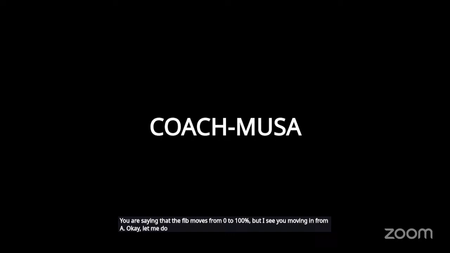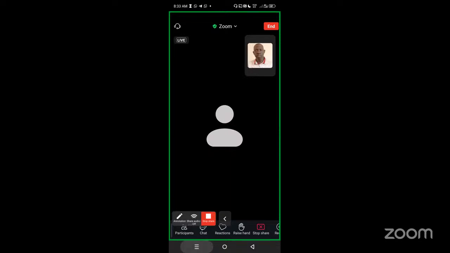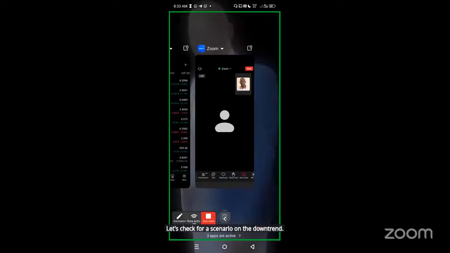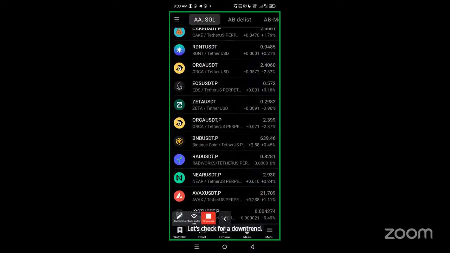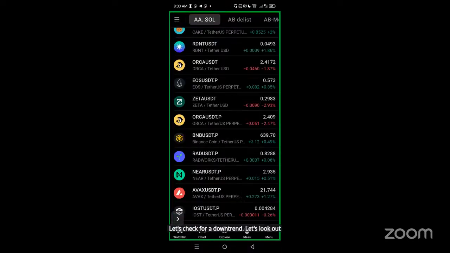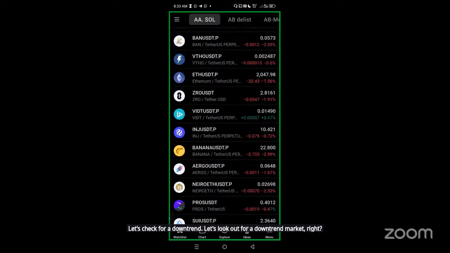You are saying that the fib moves from 0 to 100%, but I see you moving in from... Okay, let me do this other version. We didn't do that on a downtrend, right? Let's check for a scenario on a downtrend. Let's look out for a downtrend market, right? I'm going to check for any coin I see.